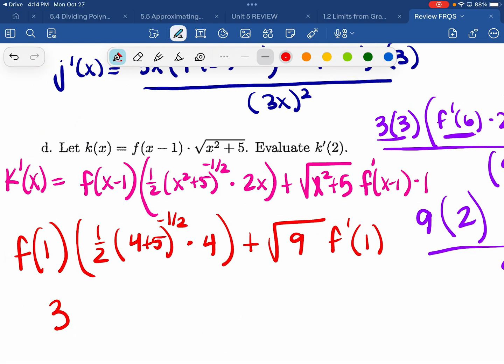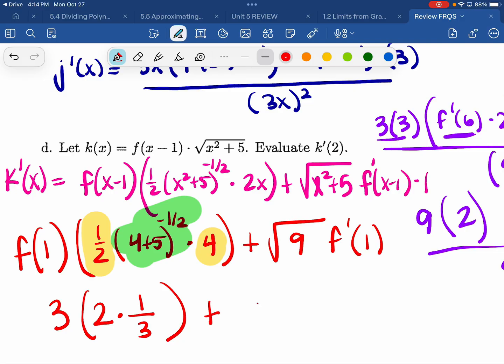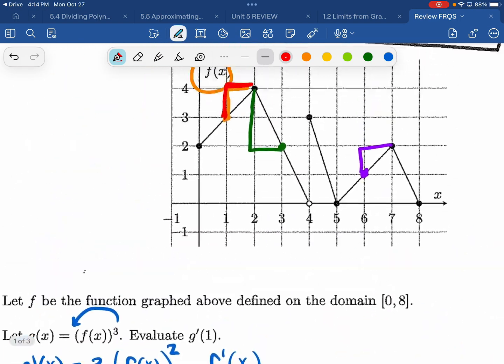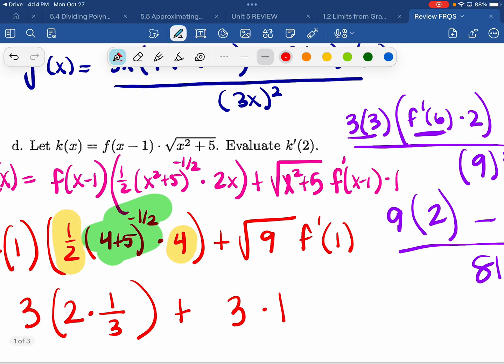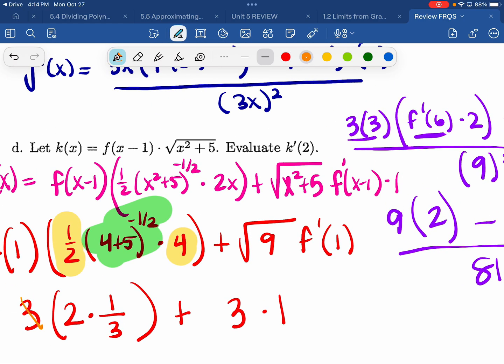All right, so f of 1 is 3, and then 1/2 times 4 is going to be 2. And this guy here is 9 to the 1/2, which is 3, and it's going to be a fraction because of the negative. Plus 3 and f prime of 1, so once again the slope at 1 is 1, so that's going to be 1. All right, the 3 and the 1/2 cancel, so I'm just left with 2 plus 3, which is 5.